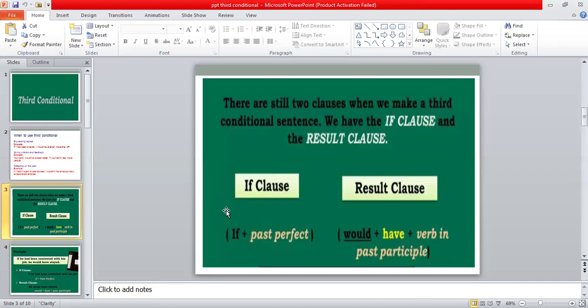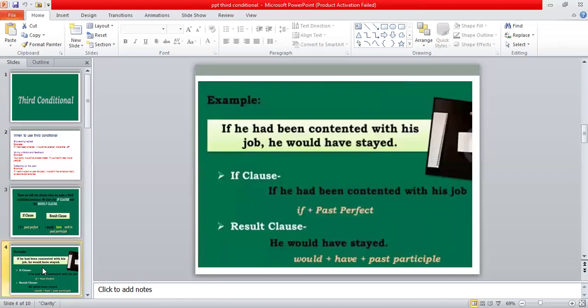There are two clauses when we make a third conditional sentence. We have the if clause and the result clause. In the case of the if clause, we use if plus past perfect. And in the case of the result clause, we use would plus have plus the third form of the verb. In this way, we make sentences with third conditional.